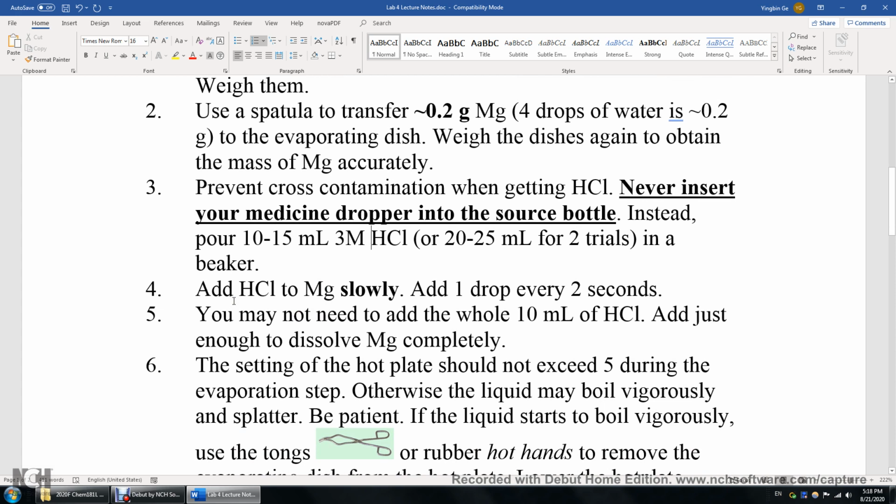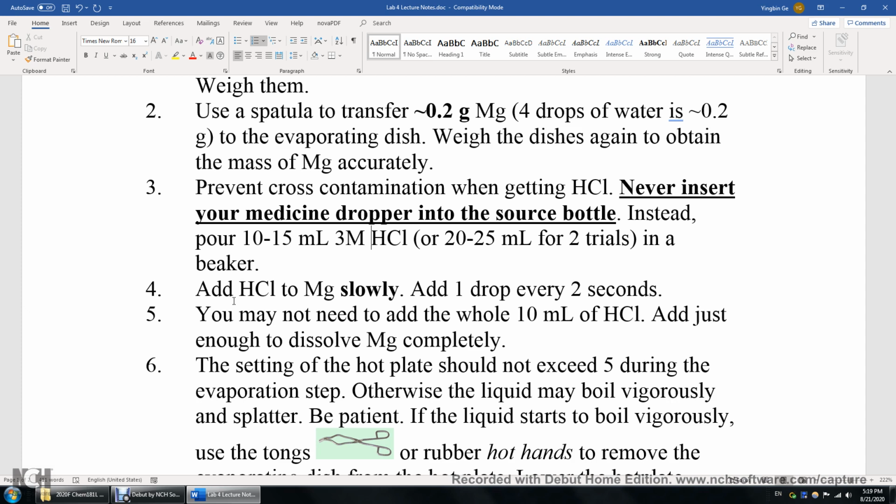After you get both HCl solution and magnesium, take them to a fume hood. Add HCl to magnesium slowly. How slow? 1 drop every 2 seconds. This is because this reaction releases a lot of heat, enough to boil water. So again, add HCl to magnesium slowly, roughly 1 drop every 2 seconds, to avoid vigorous boiling of water.